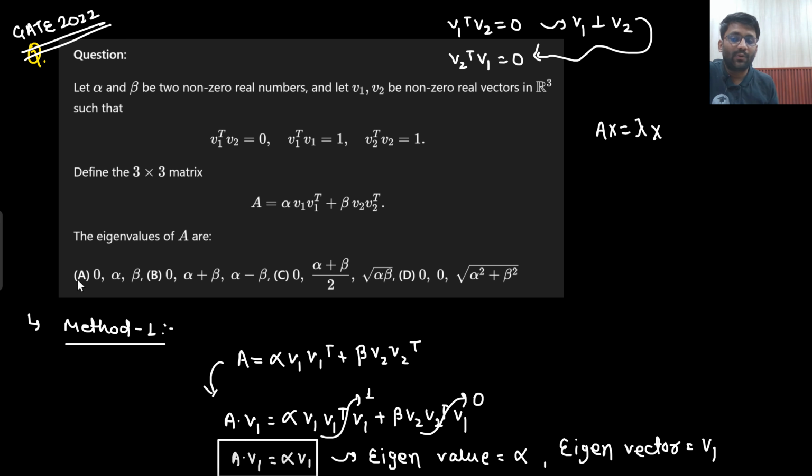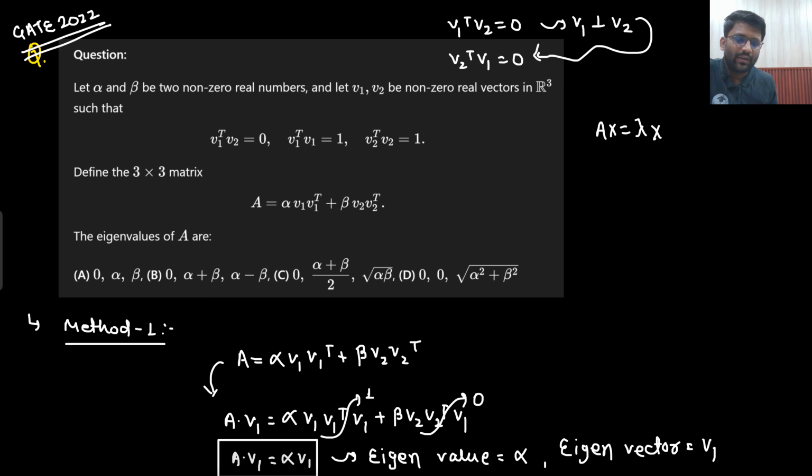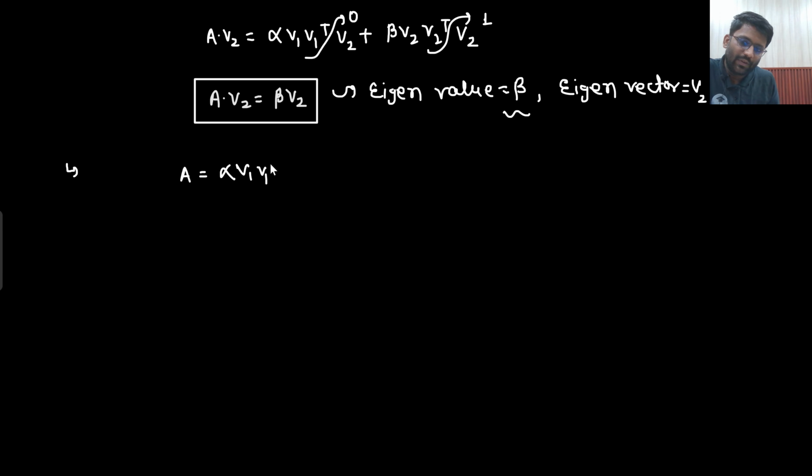But how, sir? How can you say that 0 is also one of the eigenvalues? That I need to prove. So what will I say? Sir, A is given as alpha into v1 v1 transpose plus beta v2 v2 transpose. If I take the trace on both of the sides, trace of A, what would that be equivalent to?